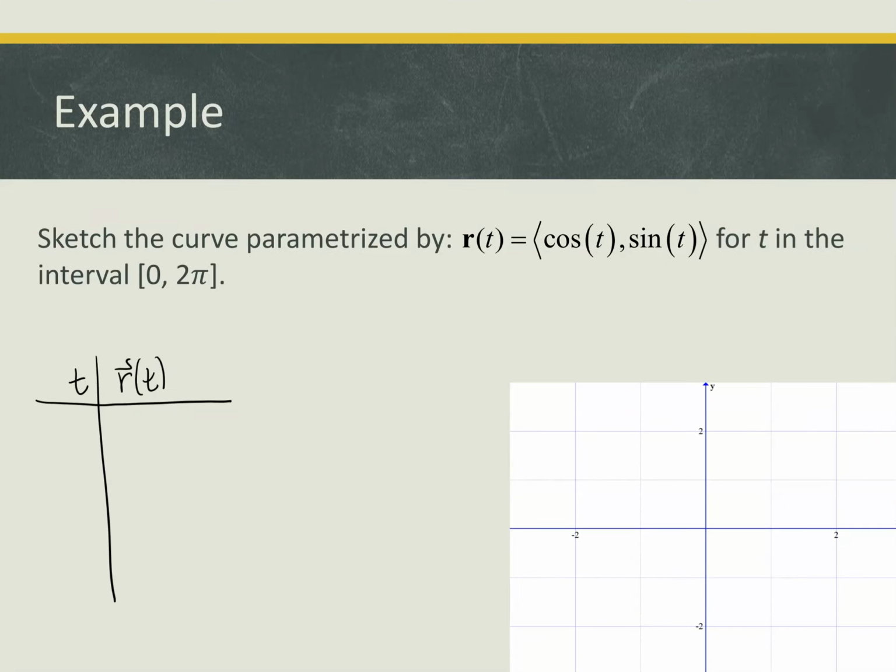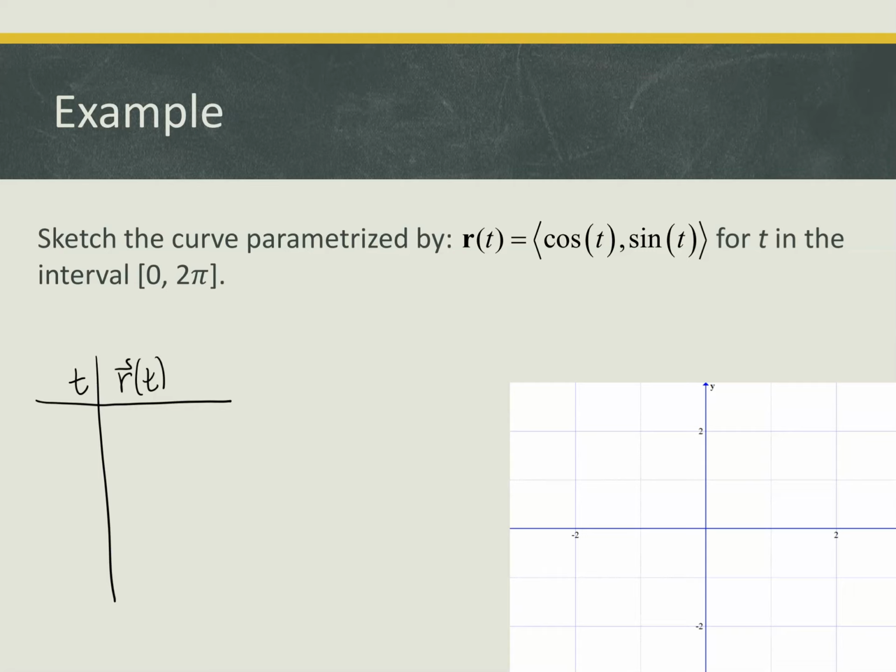So let's look at one more quick example. We're going to sketch the curve parameterized by r of t is equal to cosine t comma sine of t for the interval from 0 to 2 pi. You may recognize this as being a circle. You may not. So let's go ahead and pick values of t that are easy to work with these functions.